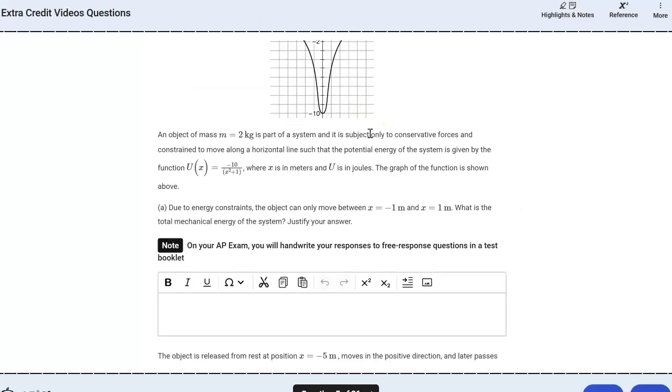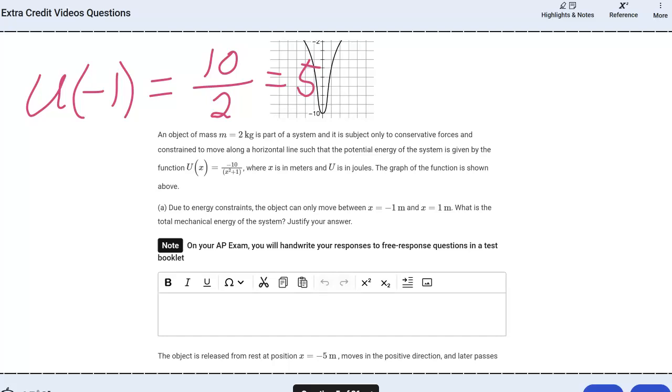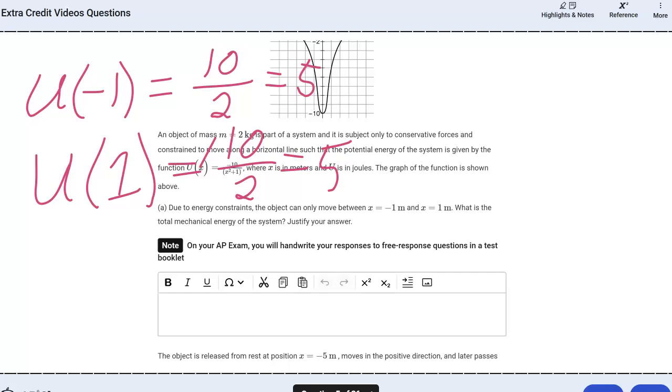Okay, so let's get into it. Due to energy constraints, the object can only move between x equals -1 meters and x equals 1 meter. What is the total mechanical energy of the system? Well, let's plug in -1, U of -1, and that's going to be 10 over 2 equals 5, and U of 1 is going to be 10 over 2 equals 5.